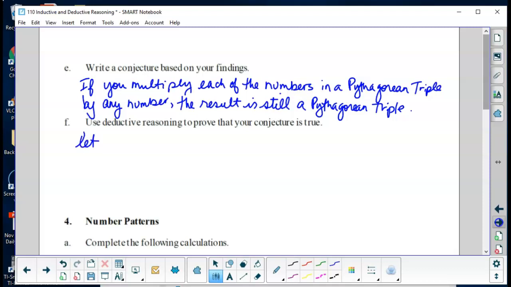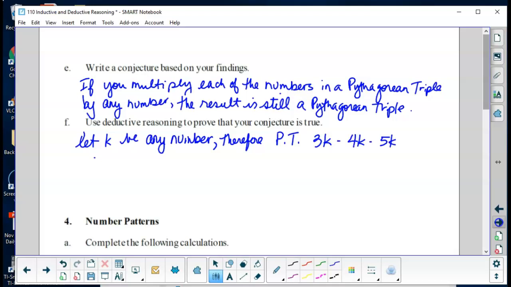So we're going to let k be any number. So therefore, the Pythagorean triple, I'm going to abbreviate it, would be 3k, 4k, 5k, and then we'll do our left side, right side.